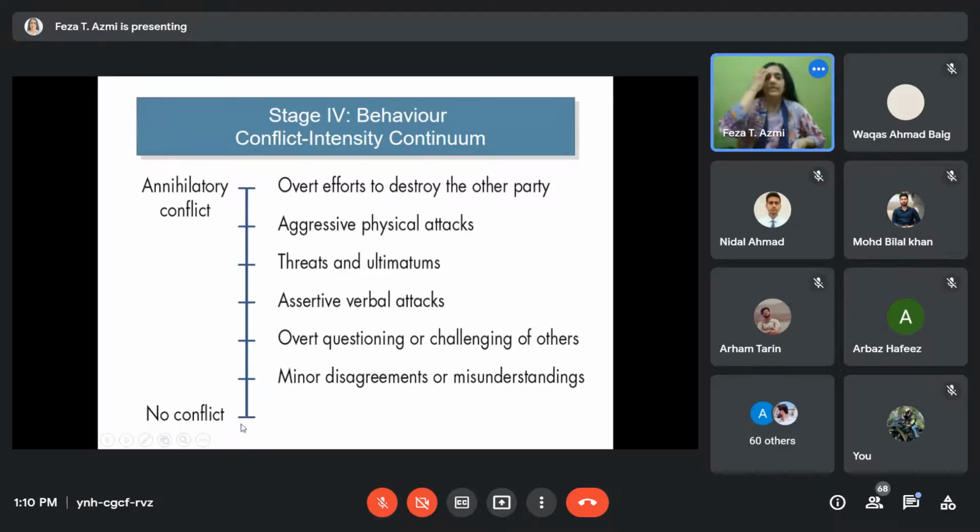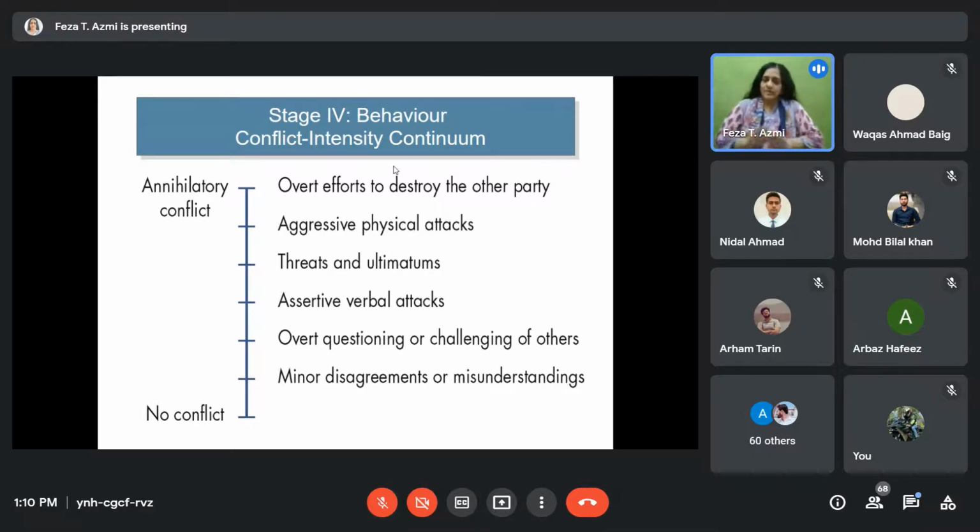And what will happen? The conflict may become even more serious. Either it is settled, or if it is not handled in the right way, then it is not settled. Then something else will happen. So minor disagreements may continue, or it may become more serious. Overt questioning or challenging may happen, or it may become even more serious. Assertive verbal attacks may happen, threats may start to take place, aggressive physical attacks may start taking place, or in the most extreme case, something violent may start happening. So annihilatory conflict, as we call it.